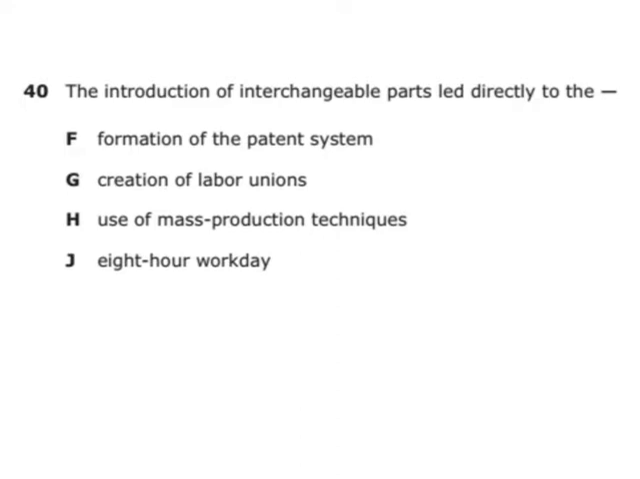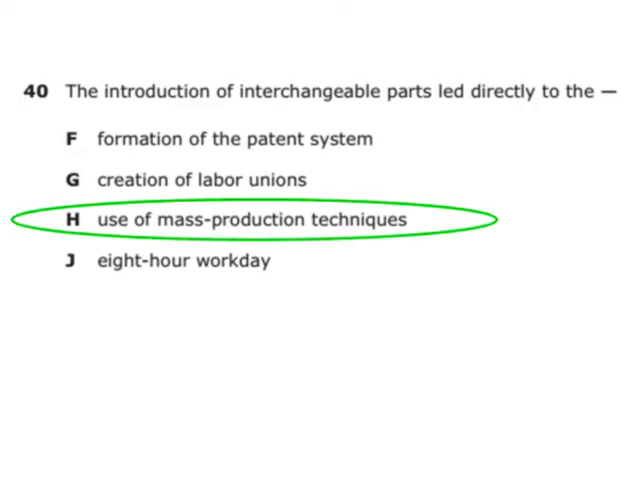The introduction of interchangeable parts led directly to the use of mass production techniques. And don't get confused by this word. That just means we're creating a bunch of things. We're producing a mass quantity, a large amount of things because we could use interchangeable parts. We could make one tiny little part a million times over and then make another few tiny little parts a million times over and be able to interchange them into the same mechanism or the same product.